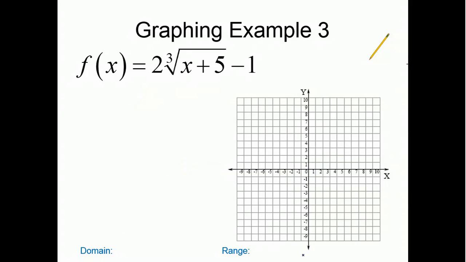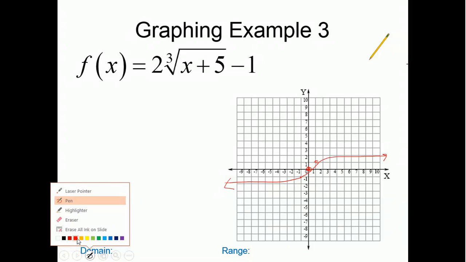Let's try the last one here. So I have f of x equals 2 cube root of x plus 5 minus 1. So very first thing, let's graph in our regular. So it's going to be 0, 0, 1, 1, negative 1, 1. And we're going to draw in a nice little swoop like that.